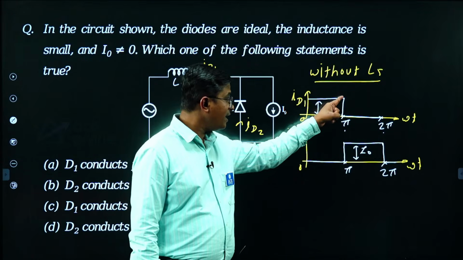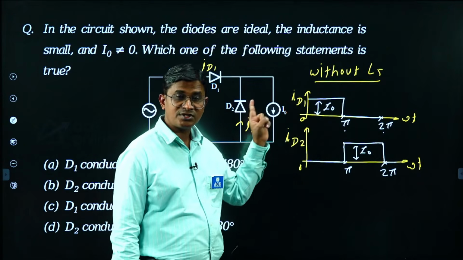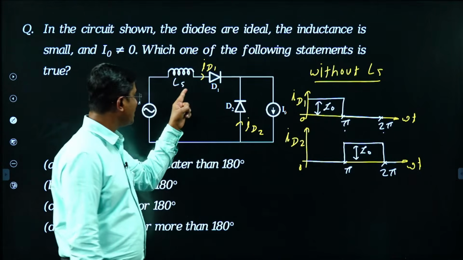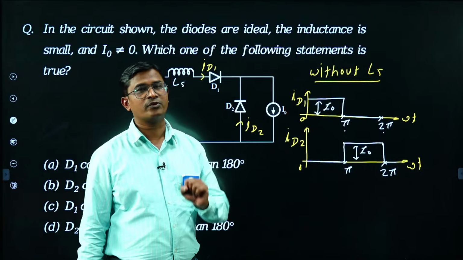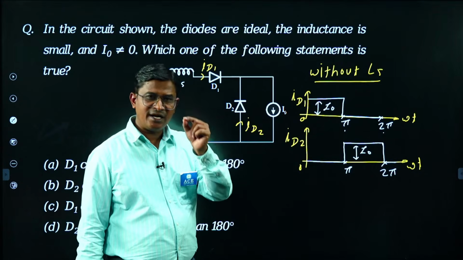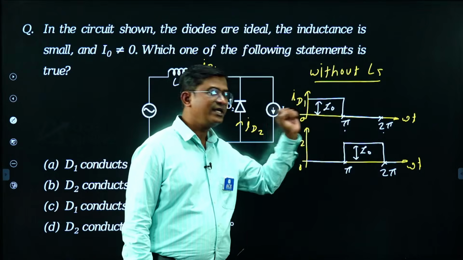And at pi, ID1 is suddenly dropping to 0. If source inductor is present, whether this source inductor will allow this ID1 to suddenly drop to 0 at omega t equal to pi? No. So when LS is present, my ID1 at pi will be slowly decreasing.